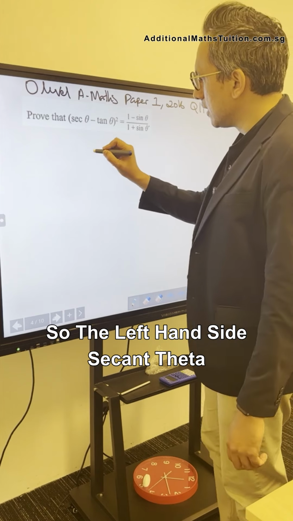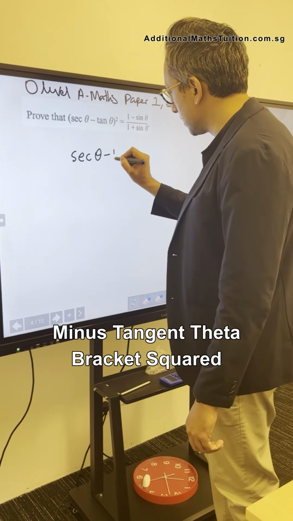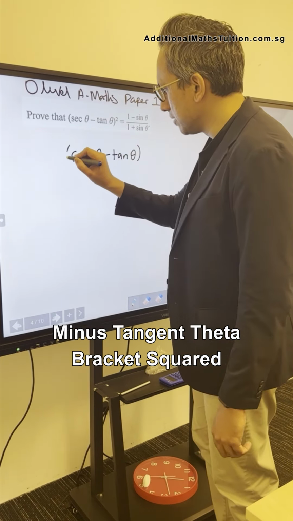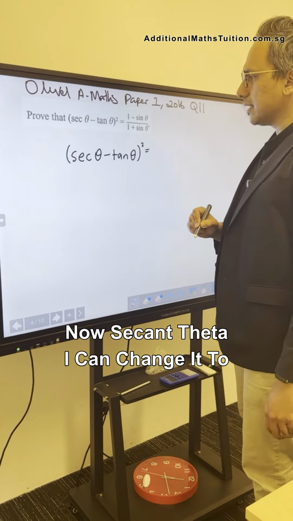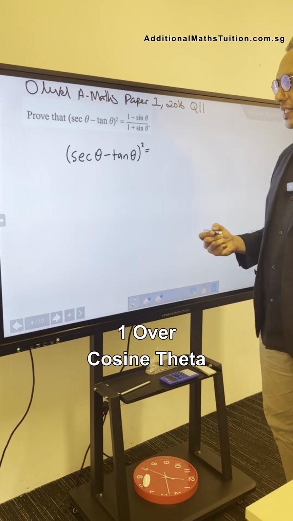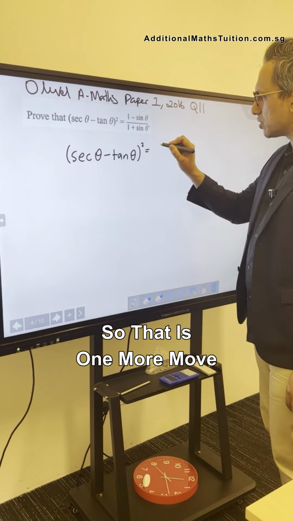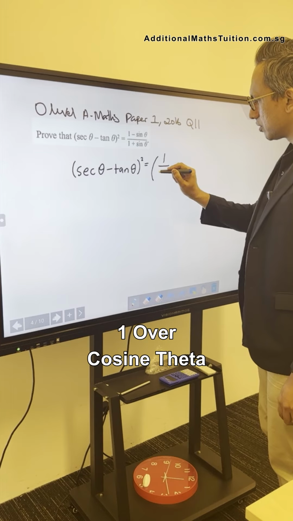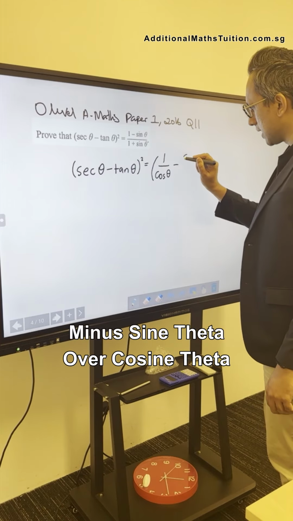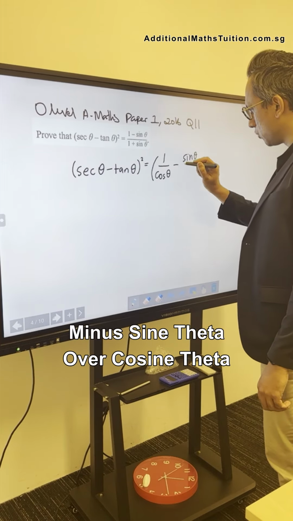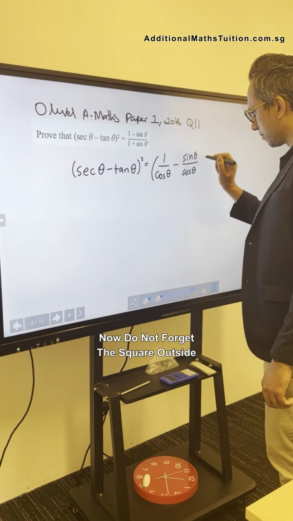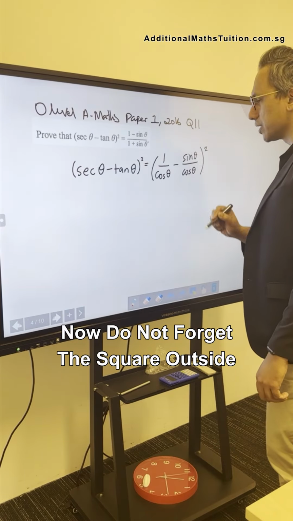So the left hand side, secant theta minus tangent theta, squared. Now secant theta I can change to 1 over cosine theta, and tangent theta I can change to sine theta over cosine theta. So that's what I'm going to do: 1 over cosine theta minus sine theta over cosine theta. Now don't forget the square outside.